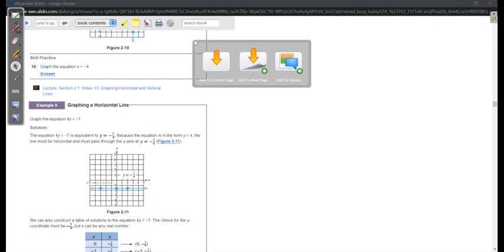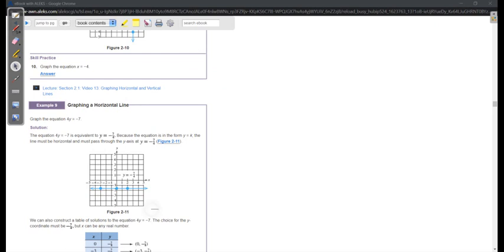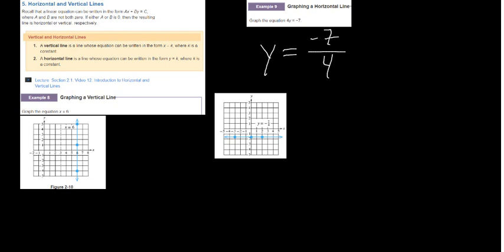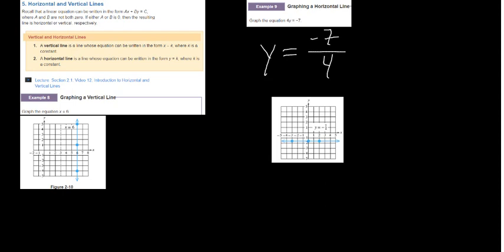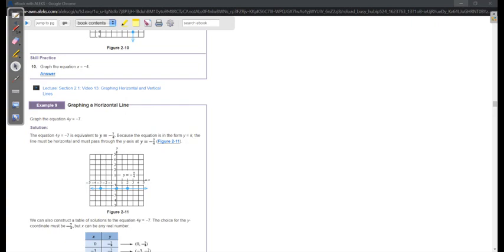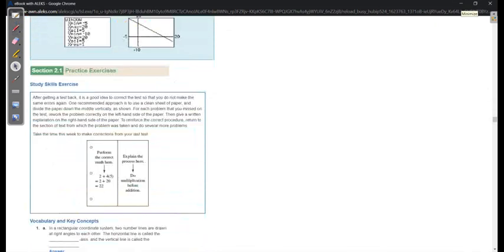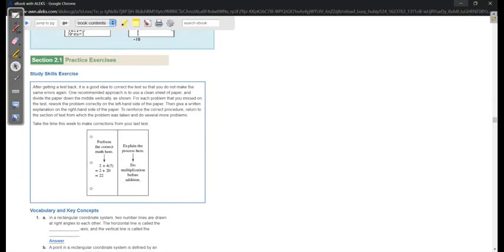So what that looks like is this current page. And that's it. We have that horizontal line right there at -7/4. Well, I'm pretty sure that concludes it. Let me make sure. I think we'd go straight to the exercises. Yeah. So that concludes chapter 2, section 1.